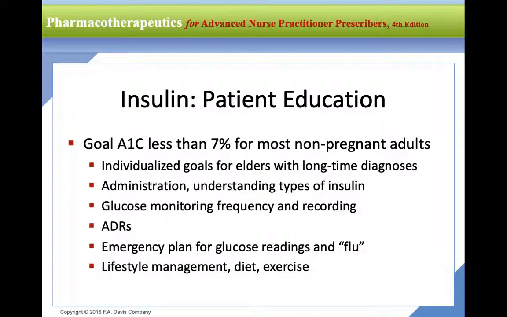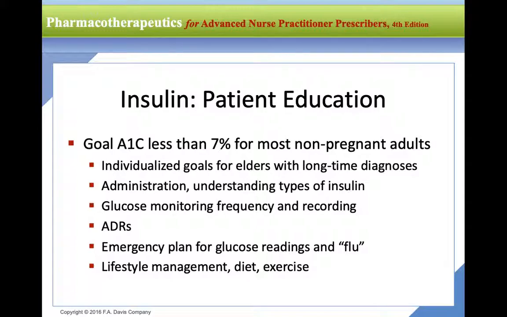So, all right. For patient education, our goal is going to be an A1C less than 7% for non-pregnant adults. The guidelines do differ. There's two sets of guidelines that people follow. The American Diabetes Association has a goal of 7%. The endocrine guidelines have a goal of 6.5%.